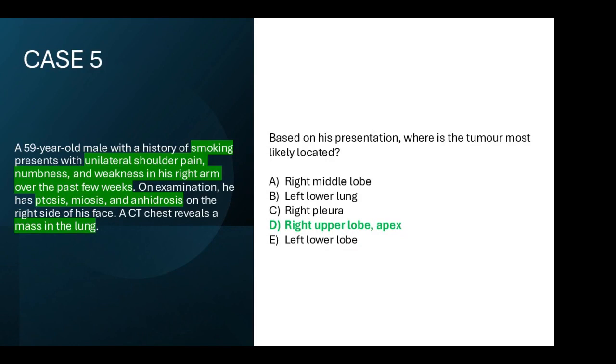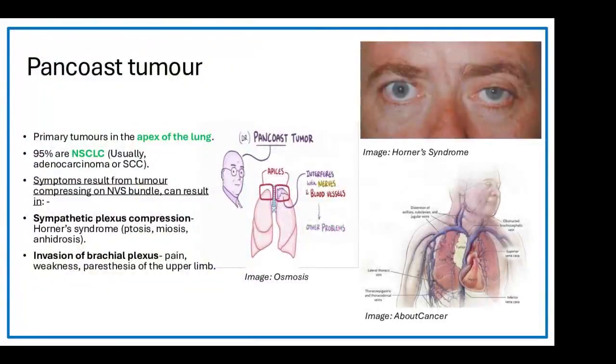So Pancoast tumor is commonly associated with Horner syndrome, and that's mainly due to its location. So what is it? It is when the primary tumor is in the apex of the lung. Most of them are non-small cell lung cancer, and the symptoms result from the tumor compressing the neurovascular bundle and usually result in sympathetic plexus compression, which causes Horner's. So you have your eyelid drooping, constriction of the pupils, and loss of sweat from that side of the face. It can also present with some pain and weakness, as well as numbness in the upper limb, and that's because of invasion of the brachial plexus.